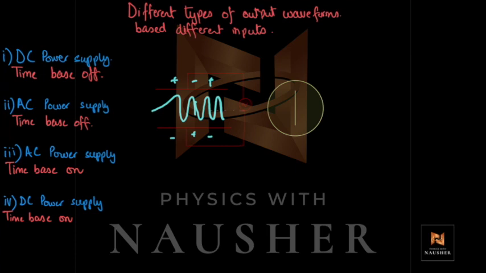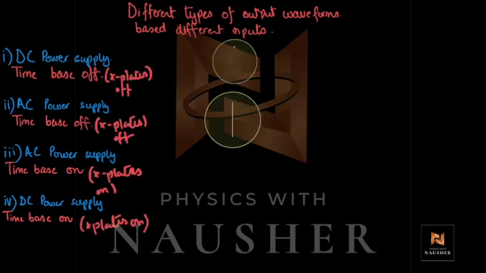It is different from what you saw in a DC power supply, because in a DC power supply, you saw a dot, either above or below, depending on which plate was positive. Was the upper plate positive or was the lower plate positive? But in case of an AC supply, you will have a line. So please note the difference.